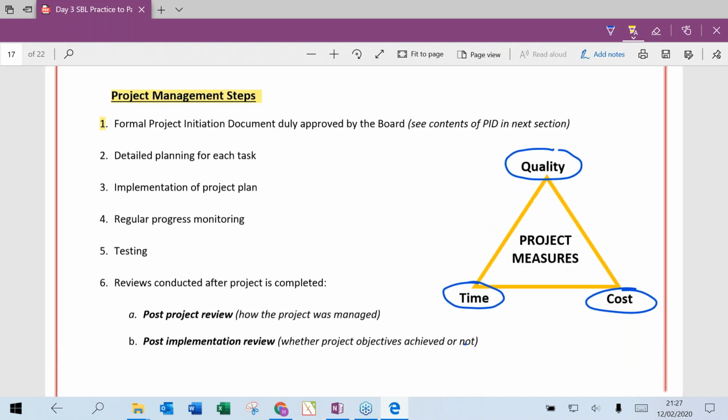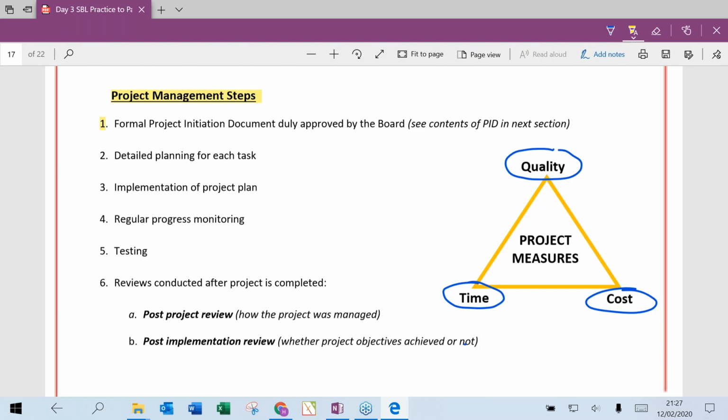So these are very common sense general steps. Step number one: first we make a project initiation document duly approved by the board. Then we do detailed planning, then we implement or execute, and simultaneously we monitor the progress. Once the project is completed, we do some testing, and then we put the project live; it's handover, it's go live now. What are the reviews conducted after the project is completed?